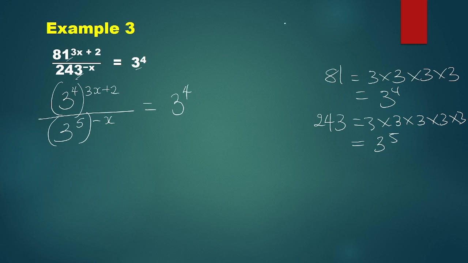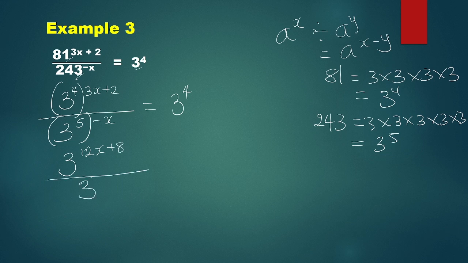Don't forget the rule that says that a raised to the power of x divided by a raised to the power of y is the same thing as a raised to the power of x minus y. So I'm going to subtract the power. But before I do that, I can multiply my power to become 3 raised to the power. Now 4 times 3x is simply 12x plus 8 over 3 raised to the power of 5 times minus x is simply minus 5x, which is equal to 3 raised to the power of 4.